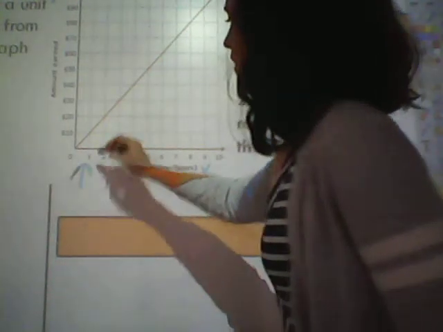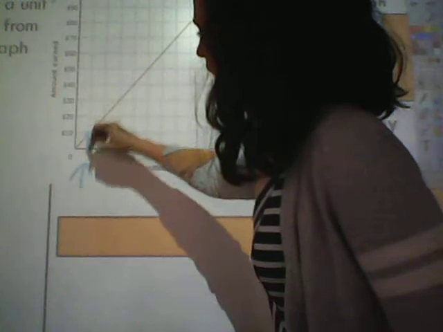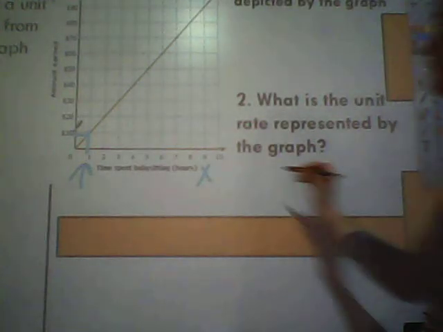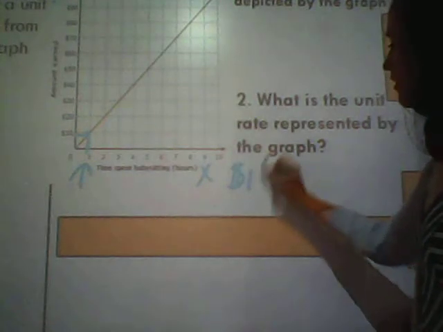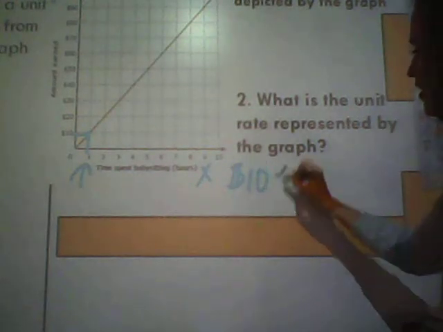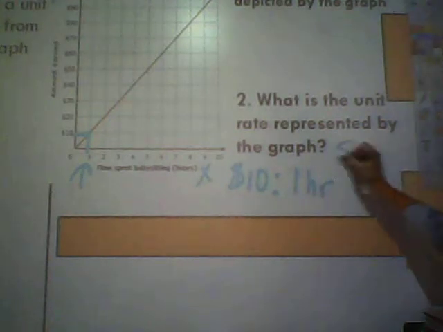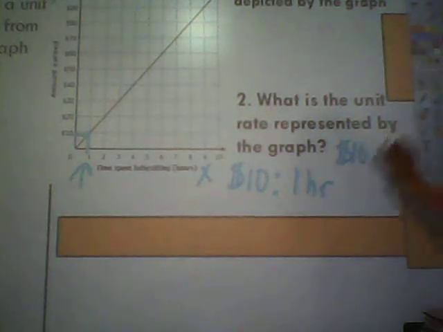So here, I see that x is 1. And where x is 1, my y is $10. So what that really means is that for $10, I have $10 for every 1 hour, also known as $10 per hour. So the amount that you get paid.